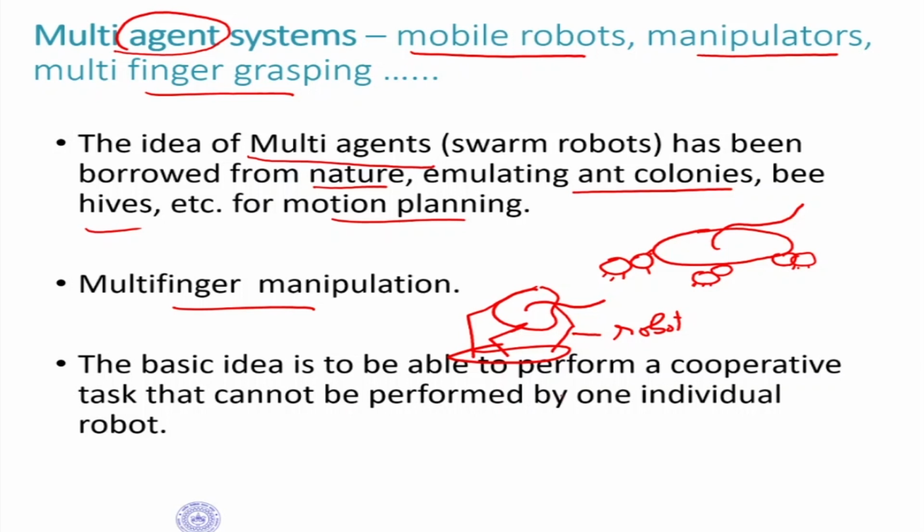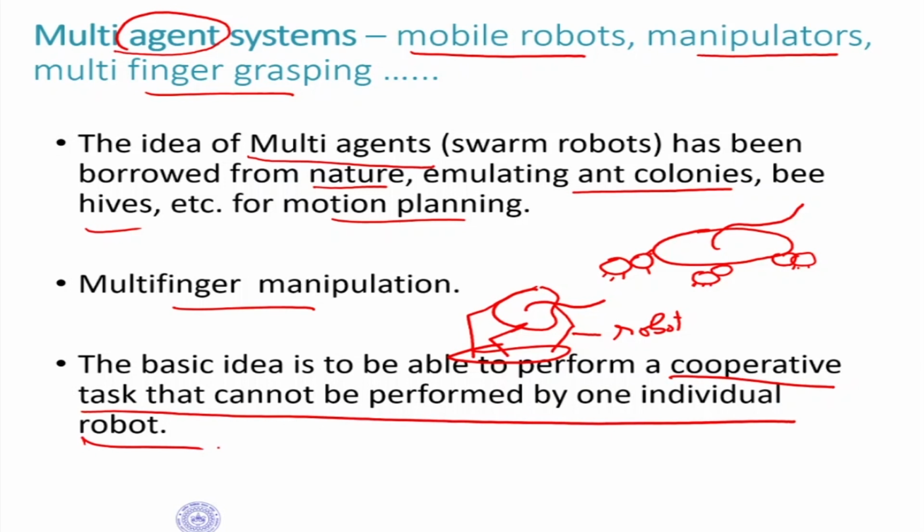Now, the basic idea is to be able to perform a cooperative task that cannot be performed by one individual robot. So in each of these cases, like the case of these ants, one ant is too small to carry this big object and push it somewhere. So that is why there are multiple ants doing the task. This is the fundamental idea in multi-agent systems, where there is cooperation in performing a particular task together.